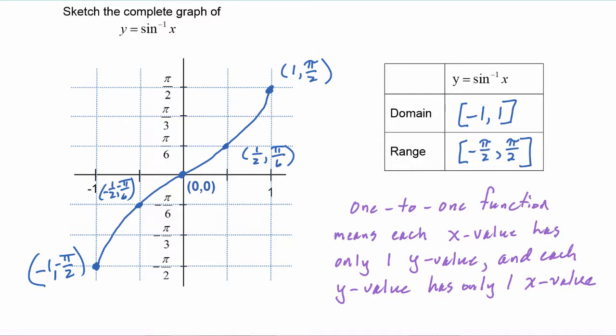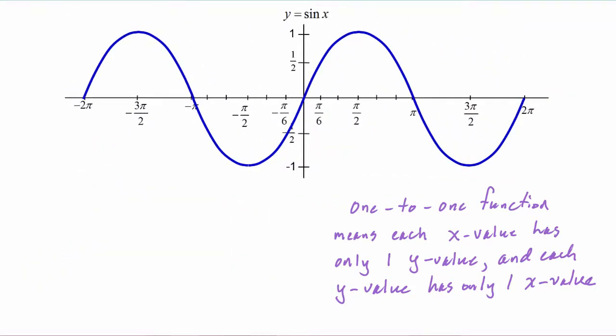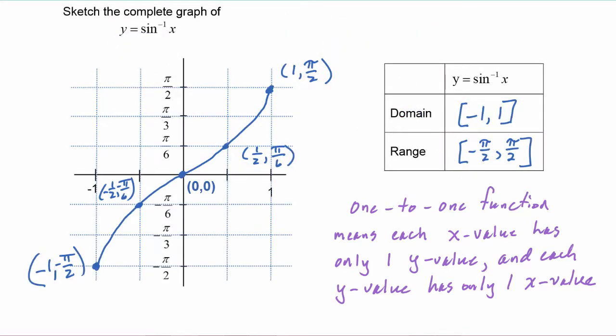And that's very different than sine. For example, with sine of x, we can input π/6 and it outputs a half. We could also input 5π/6 and it would output a half. That will never happen with inverse sine. If we input a value, it only has one possible output value.